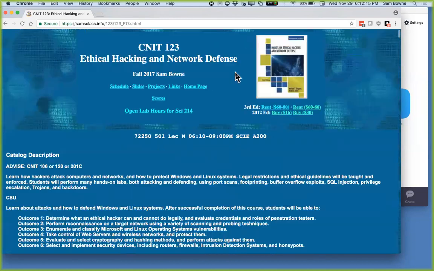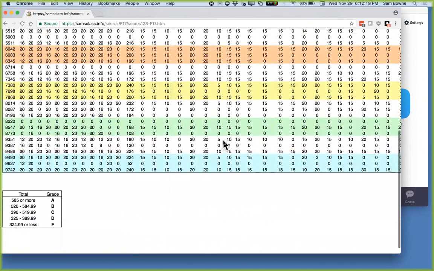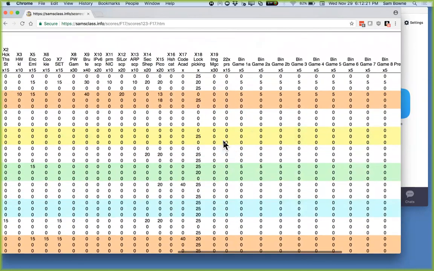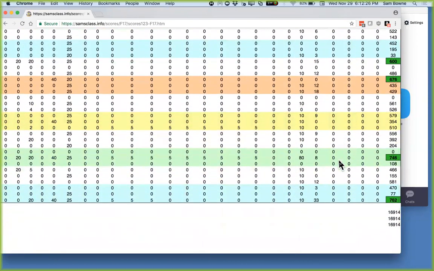All right. And the scores are up. And the scoring system is here. And the people in green already have an A. So they do not need to take the final or do anything else, although you're free to if you like. So, are there any questions about anything?